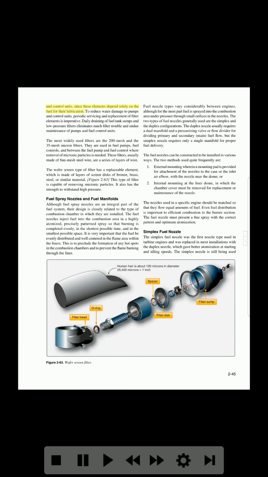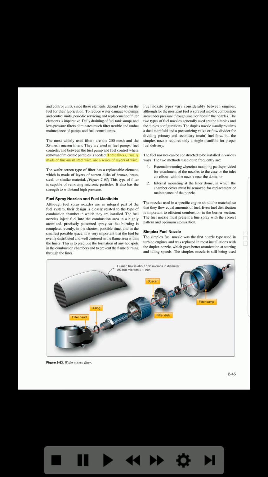And control units. Since these elements depend solely on the fuel for their lubrication, to reduce water damage to pumps and control units, periodic servicing and replacement of filter elements is imperative. Daily draining of fuel tank sumps and low-pressure filters eliminates much filter trouble and undue maintenance of pumps and fuel control units. The most widely used filters are the 200 mesh and the 35 mesh micron filters. They are used in fuel pumps, fuel controls, and between the fuel pump and fuel control, where removal of micronic particles is needed.